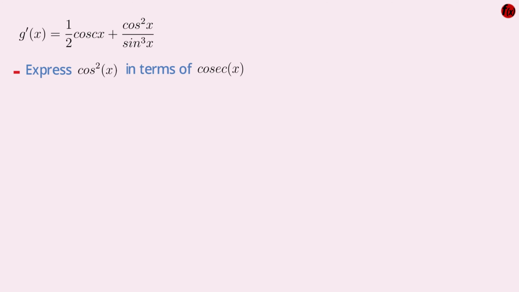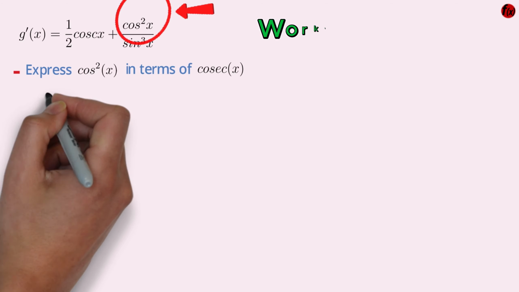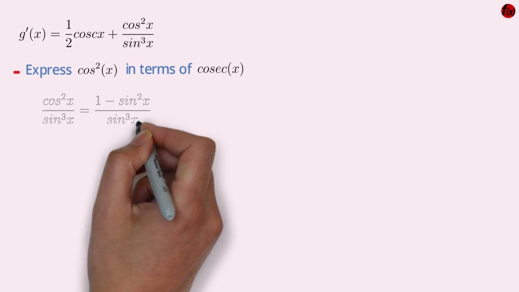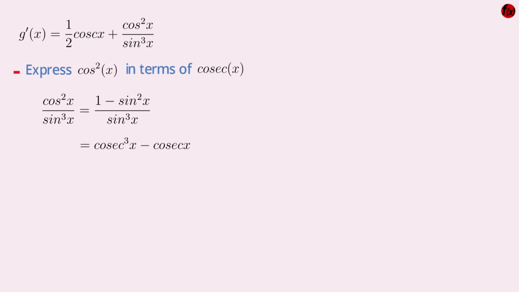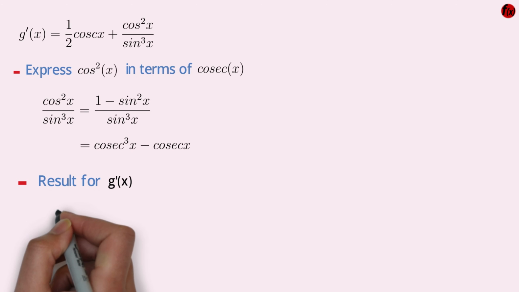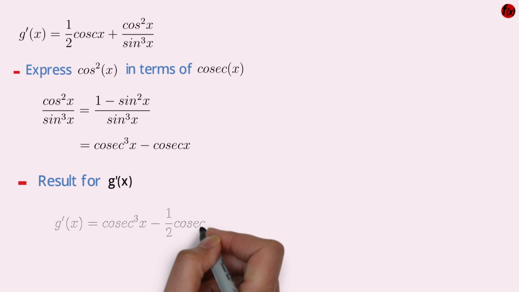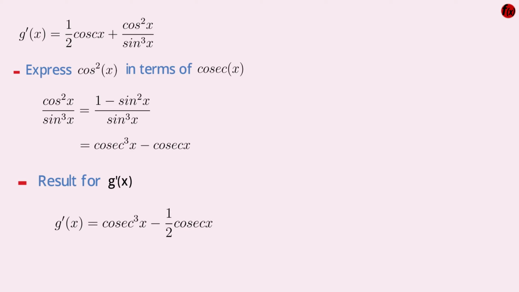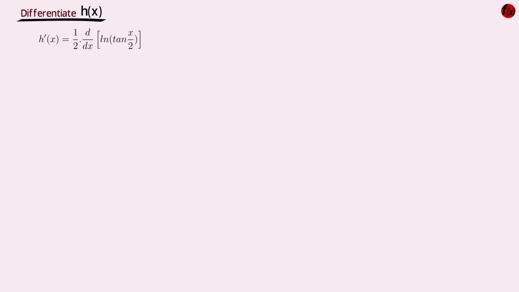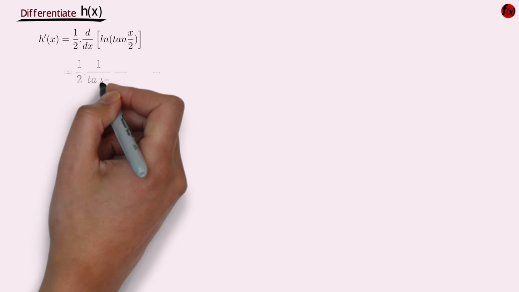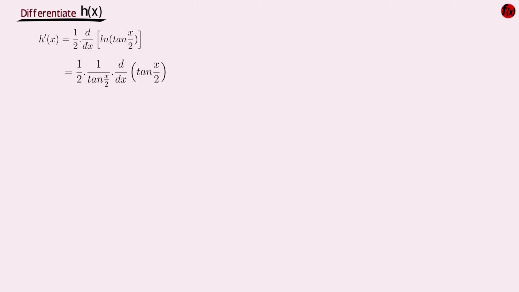Express cos²x in terms of cosec. Write the derivative formula. Chain rule for the tangent.